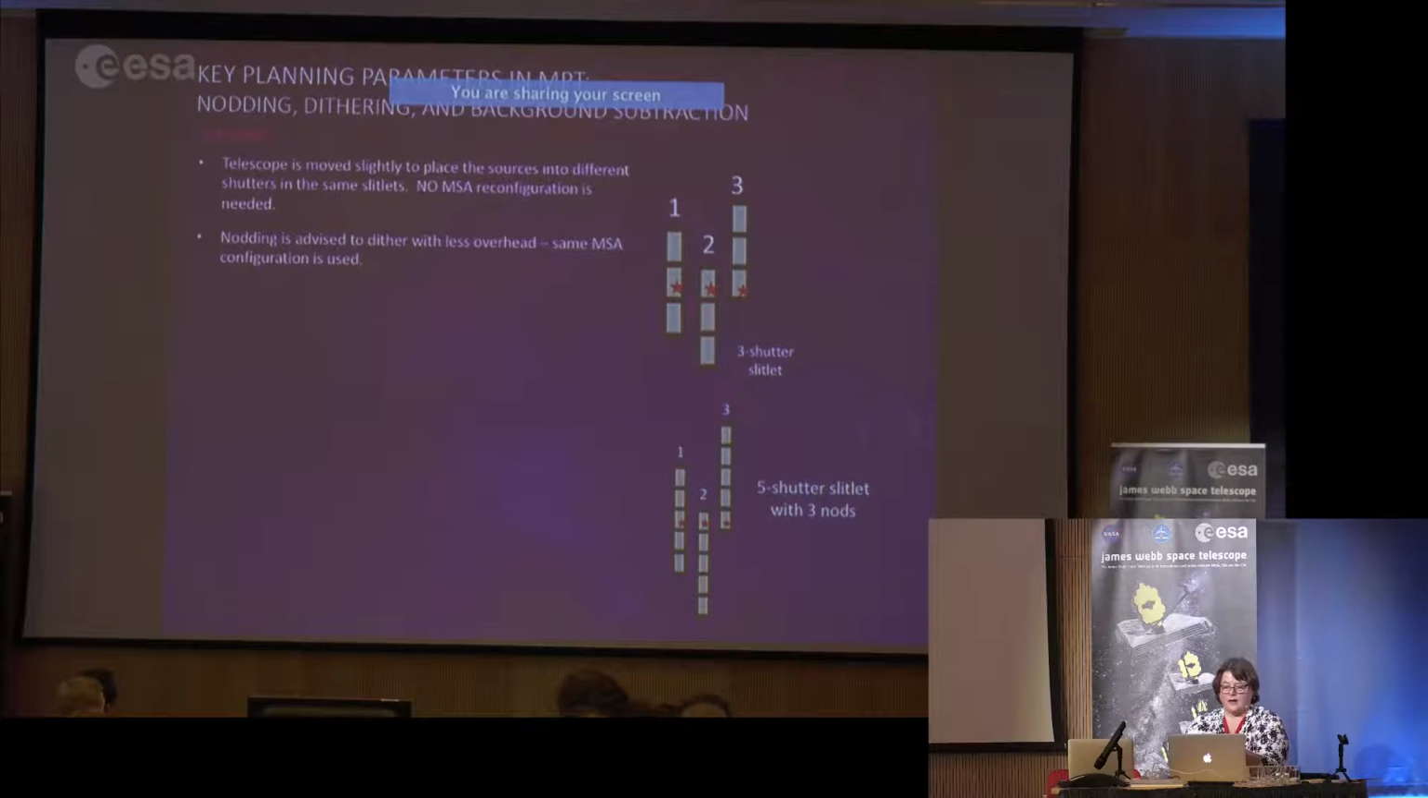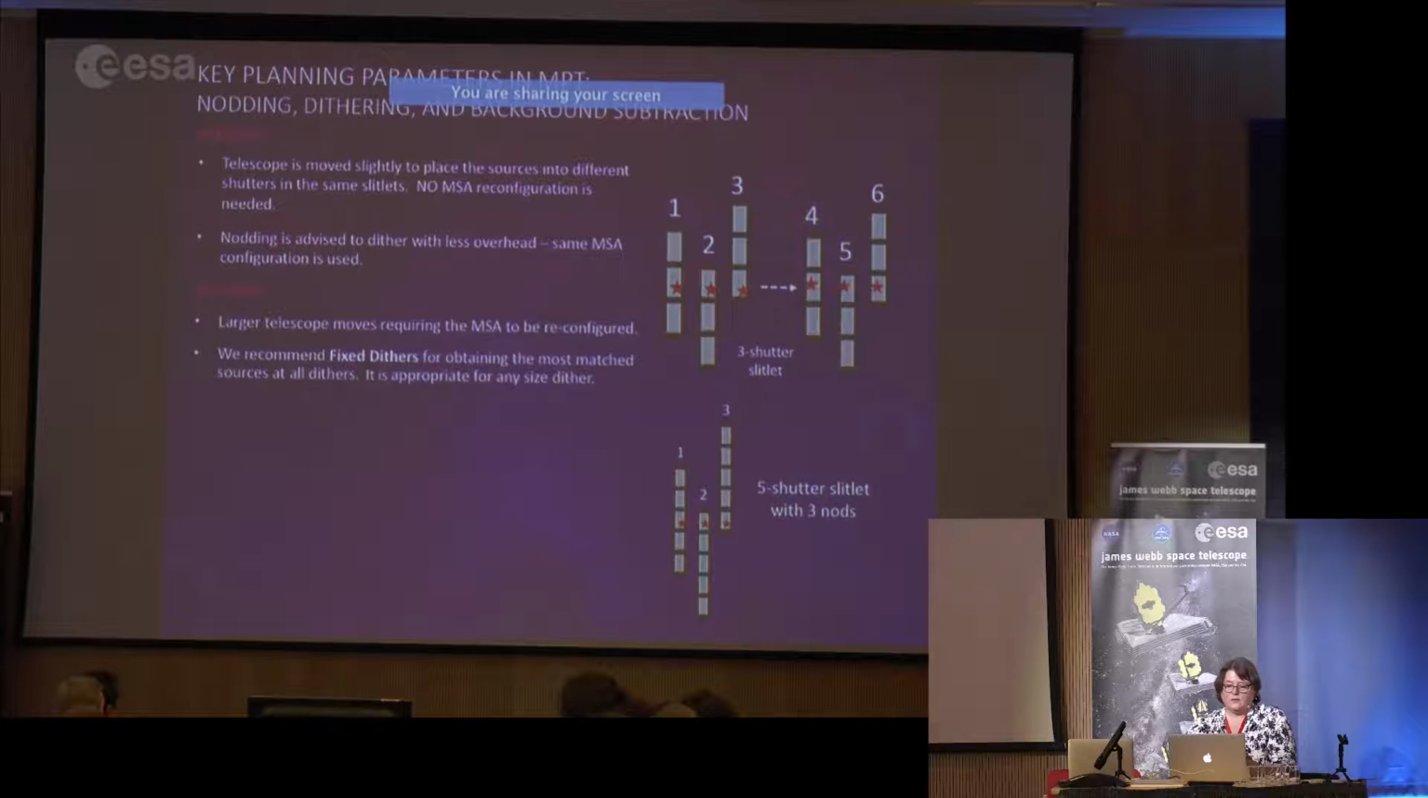And there are actually 2 options with that selection. You can get 5 different exposures, or you can have the nodding occur between the central shutter and the 2 extreme shutters, and you get 3 exposures in that case. It's a choice that you have.